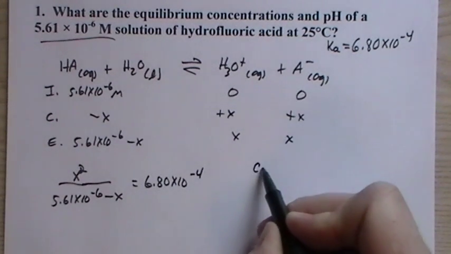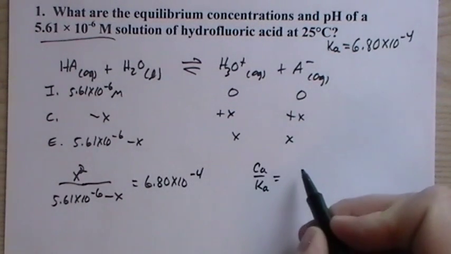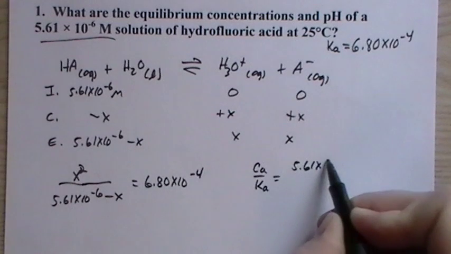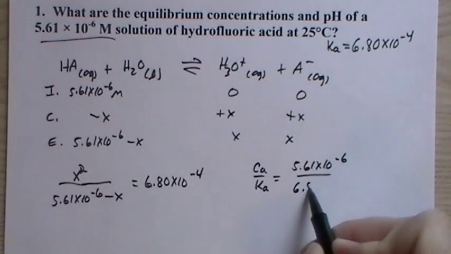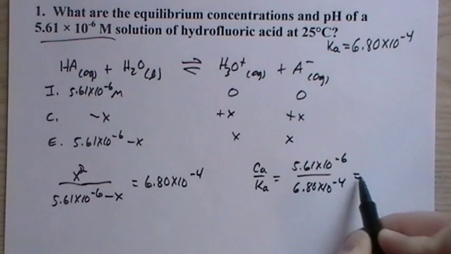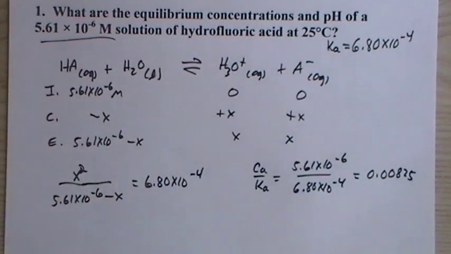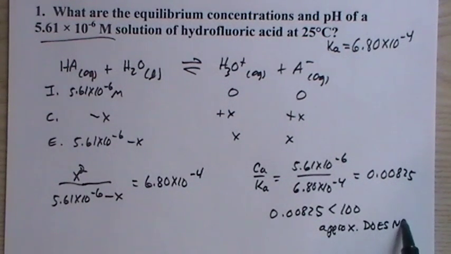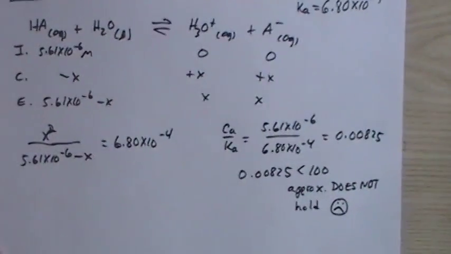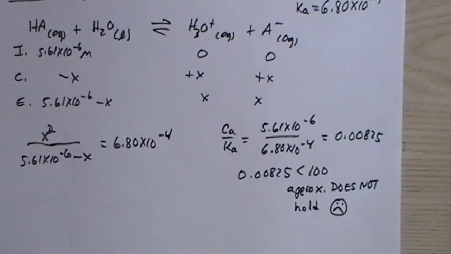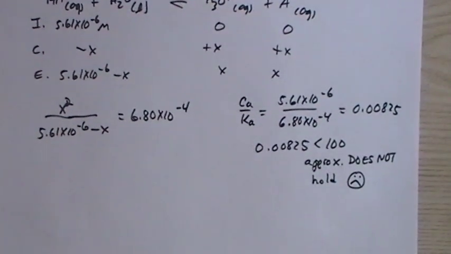Okay, so the approximation is Ca over Ka, this is the test for the approximation, I should say. Ca over 6.80 times 10 to the minus 4 comes up to be 0.00825, which is much less than 100. The approximation does not hold. So that means that we're going to have to use the quadratic formula. Well, that's just how it is. So we've got to tough it out.